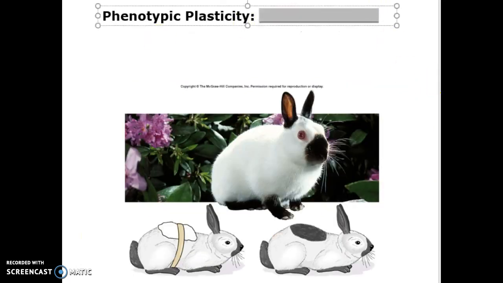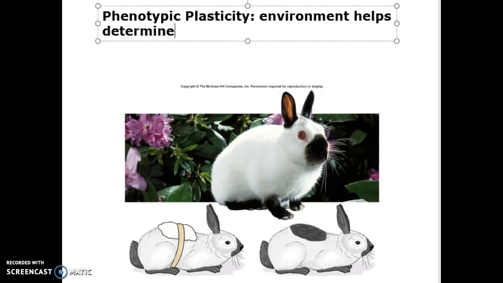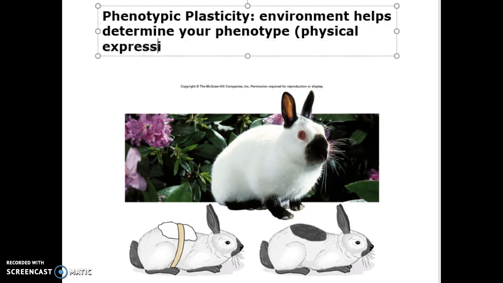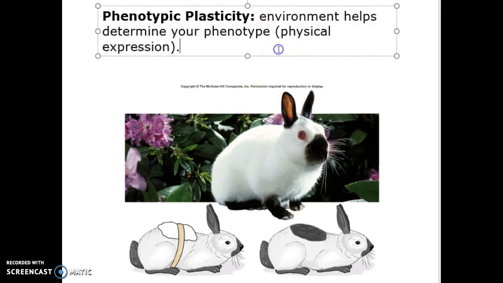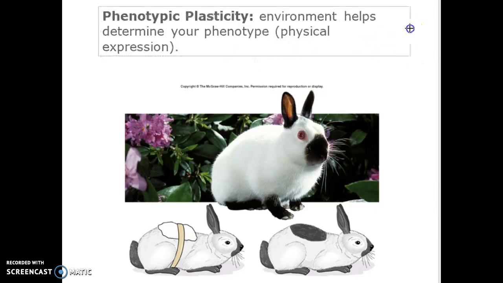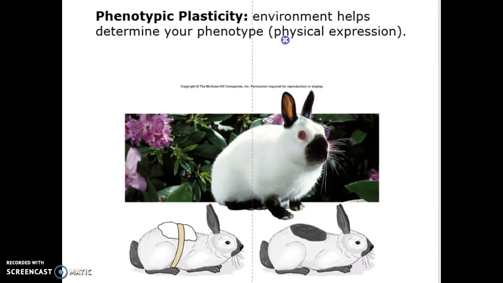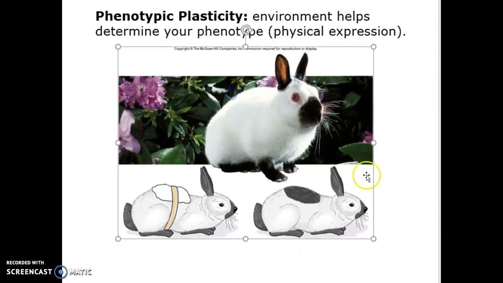All right, now this is a fun one. This is called phenotypic plasticity. In phenotypic plasticity, the environment helps determine your phenotype, your physical expression, what you physically will look like. So skin tone, the environment plays a role in that. That's why some people have a tan and others don't. So here's the example. Himalayan rabbits.